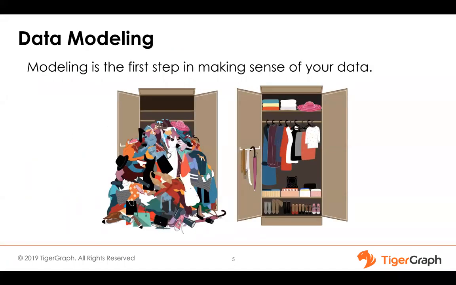So first of all, what is data modeling? Data modeling is the first step in making sense of your data. You're organizing it. You're figuring out, rather than just having this random blob of things, what types of things do I know? And what are they about? And then, once it's organized, you can start to draw information and knowledge and insights out of that data.